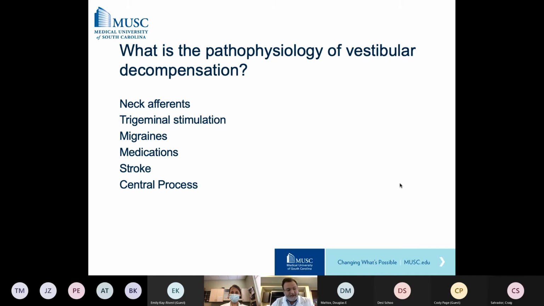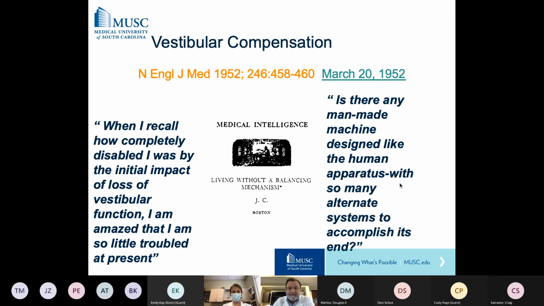The pathophysiology of decompensation would be a big component of what you would see in clinic when you see a dizzy patient. A lot of them come with a decompensated vestibular problem. Cervical disease can cause that. Trigeminal stimulation, whether it's atypical facial pain, patients with chronic sinusitis and a lot of trigeminal symptoms can develop that. Migraines, medications that are CNS depressants or other, a stroke or any type of central process can cause that.